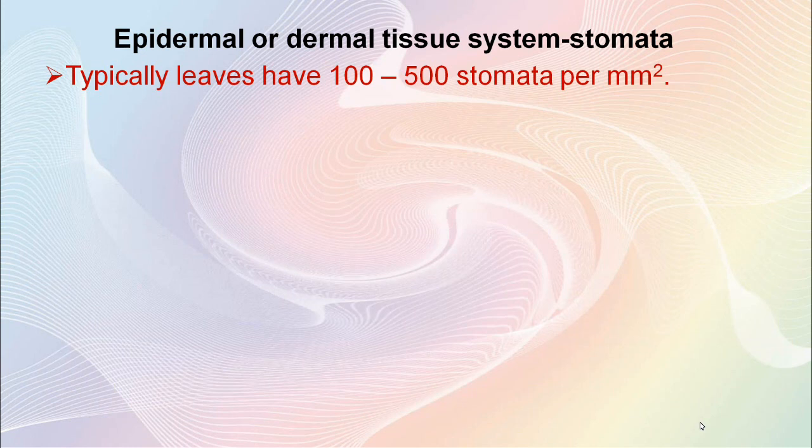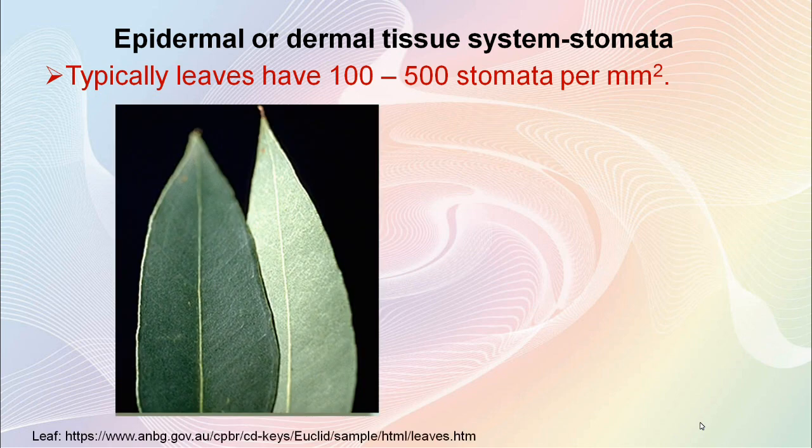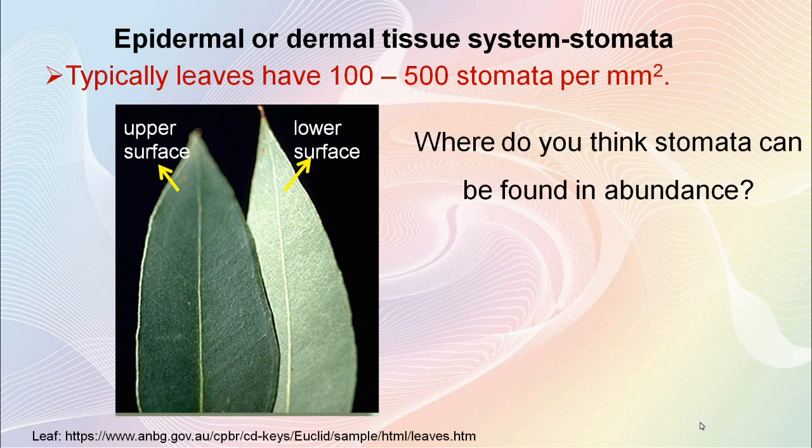Now let me ask you a question. Consider this leaf. It has an upper surface and a lower surface. Where do you think stomata can be found in abundance?